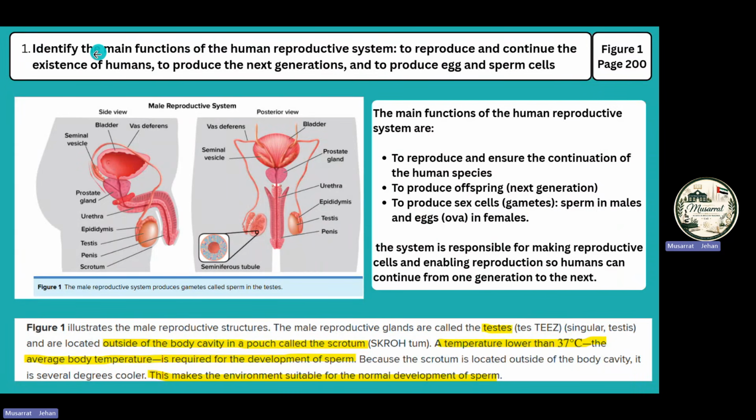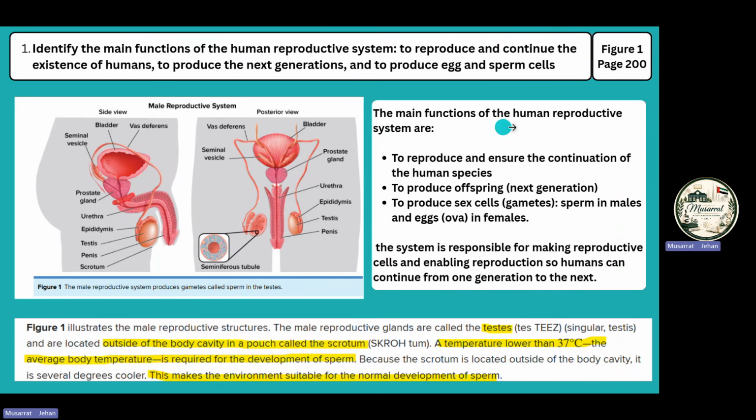This is the learning outcome: identify the main functions of the human reproductive system, and they want you to focus on figure 1, page 200. So this is figure 1. Your first question would be related to the male reproductive system. Here, you should know the labeling of the male reproductive system and the functions of the various parts, as there could be any question related to that. So you should know that.